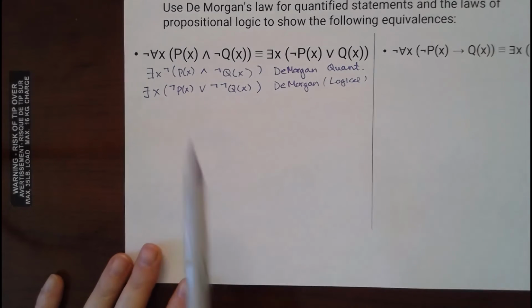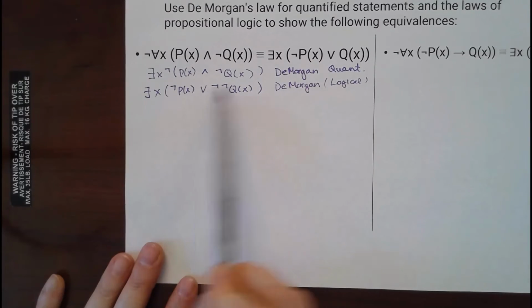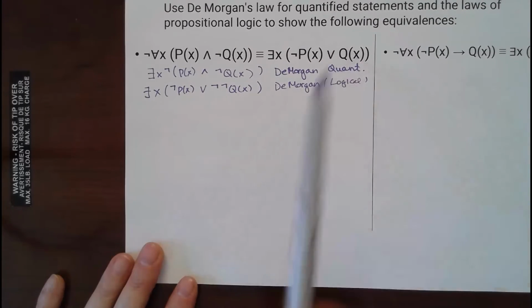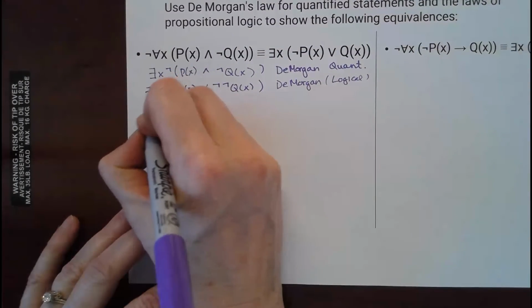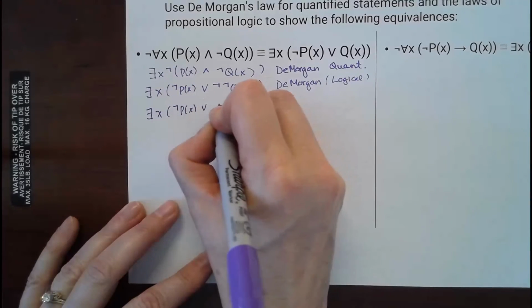Now it looks really close, there exists an x, the not P of x matches up, the OR matches up, the only thing that's different is these, so what obviously should I use here? Yeah, double negation.